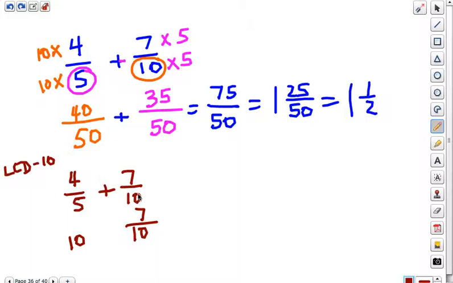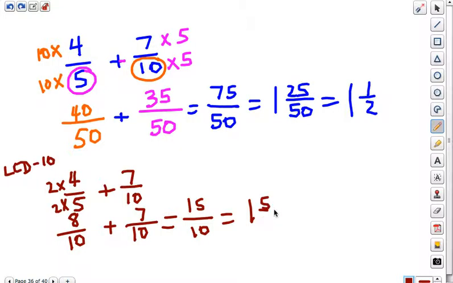All right, that fraction stays unchanged because it's already at 10, and we had to multiply 5. We had to take 2 5s to get to 10, so we want to do the same thing to the 4. So we have 8/10, and then if we add 8 and 7, we get 15/10, and then we change it to 1 and 5/10. That's our mixed number, and then reduce it to 1 and 1/2.